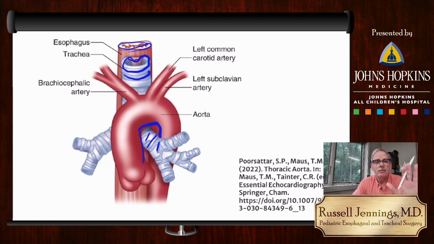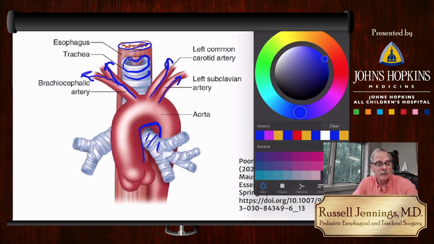Normally, all the blood vessels of the aorta are in front of the trachea. Here's the left subclavian artery, the left common carotid artery. This is the brachiocephalic trunk going into the right common carotid artery, and it goes into the right subclavian artery. Now, what we haven't really described here are the other important structures.